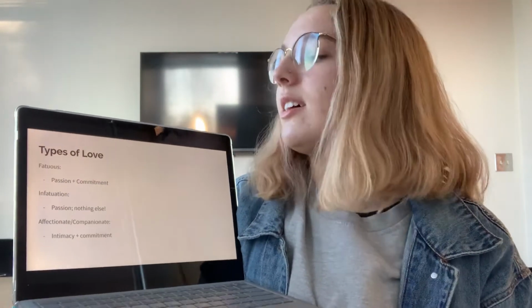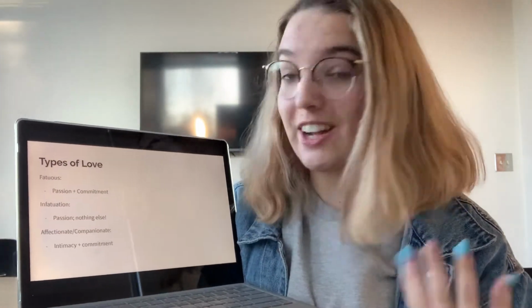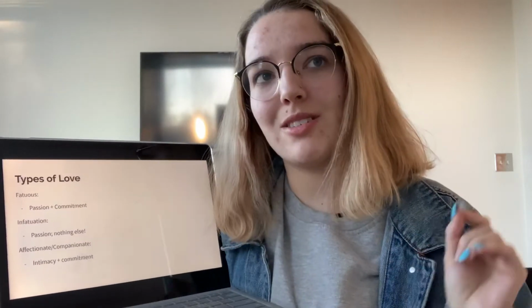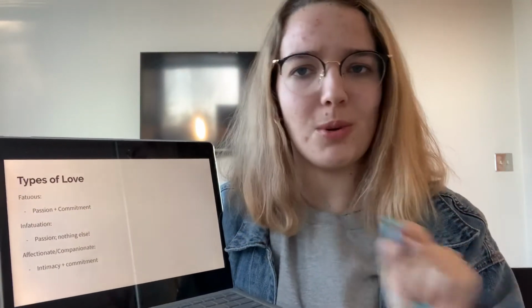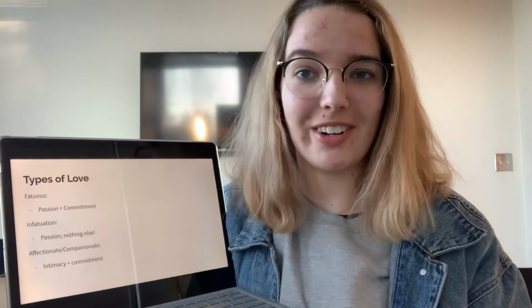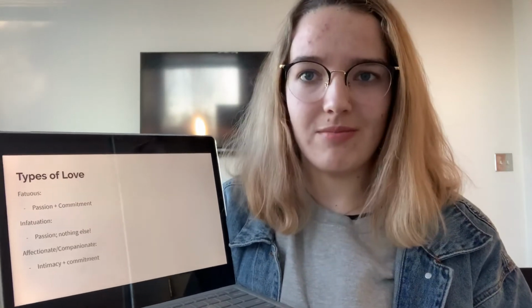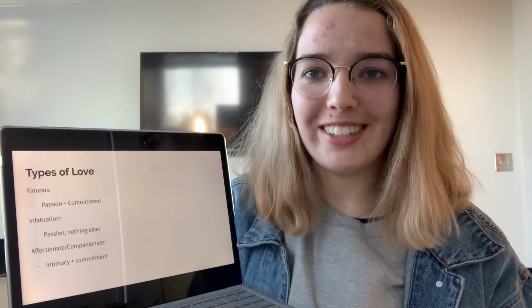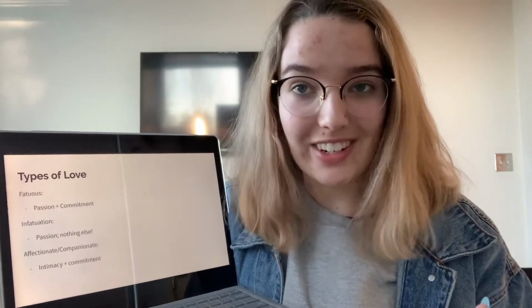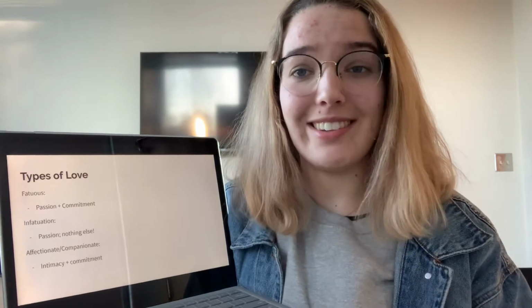And so the next type of love is infatuation, which essentially means that there's only physical attraction. There's no emotional connection, no commitment whatsoever. This would basically be if you found yourself falling head over heels for someone that you barely even know and simply just having a crush on them. So that's not a stable type of love.